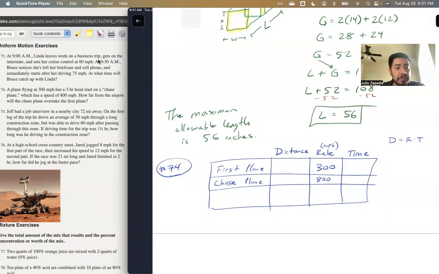So going to times, we're told that the first plane has a 3-hour head start. So the way that we could interpret that is if the first plane has a 3-hour head start, then let's say that the chase plane has been traveling for some time t. How much time has the first plane been traveling for?